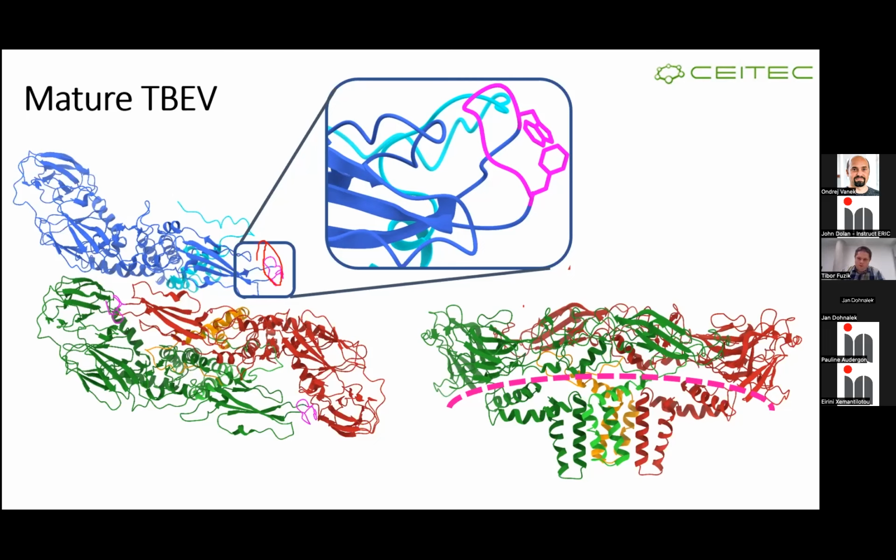At the bottom, you can see how the E protein is anchored inside the membrane. The membrane is depicted by this magenta dashed line. And there we have perimembrane and transmembrane helices, as well as there is the M protein, which is here in light green and orange. And this M protein is totally covered by the E protein. So from the outside of the particle, the M protein itself is not visible at all.